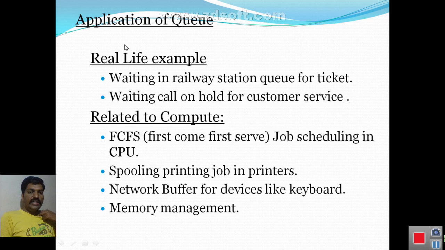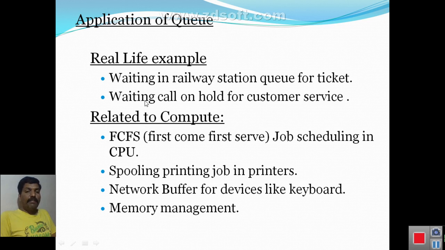Now we are going to see the application of the queue. The real world example is waiting in the railway station queue for getting the ticket. If you want to travel, you need to buy a ticket. Now it is available online, but in olden days we needed to go to the railway station and stand in the ticket counter queue. Whoever entered first in the queue gets the ticket first, and who entered second gets the ticket second. So based on the first in first out principle, the railway station tickets are provided with the help of the ticket counter.